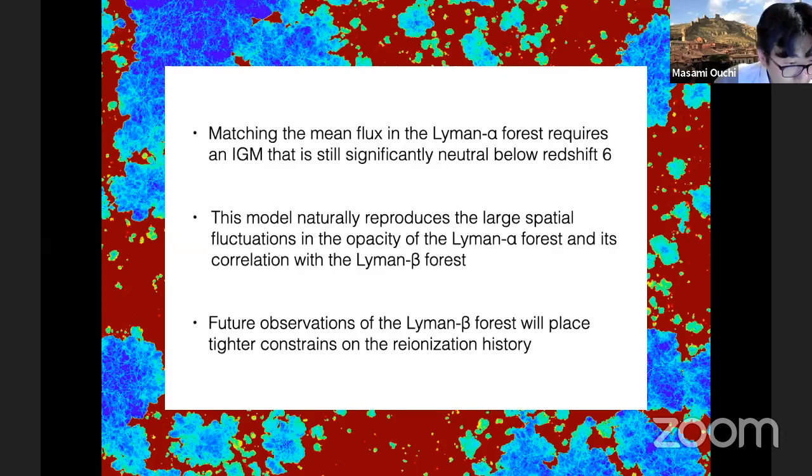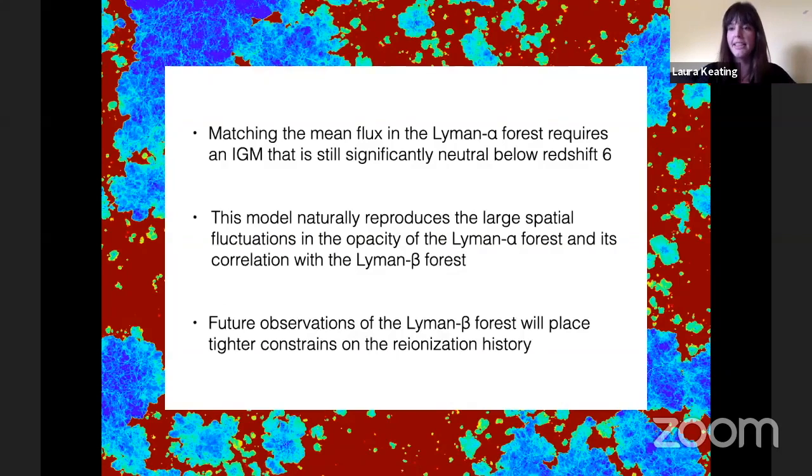The question is, what fraction of the IGM is still neutral at redshift 6 in your work? Yeah, so it's around 10% or so, but it's all the voids, so the most extreme areas.